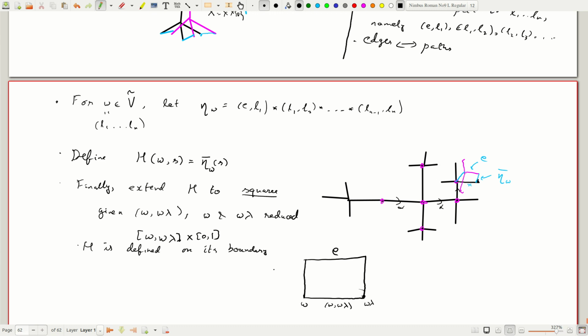Here it's going to be eta W bar, and here it's going to be eta W. In the upward direction here it's going to be eta W lambda bar. Okay, so now let's go counterclockwise around this circle. So suppose we go this way.